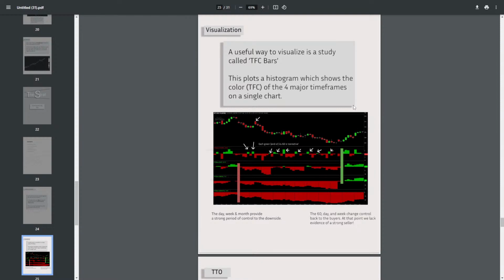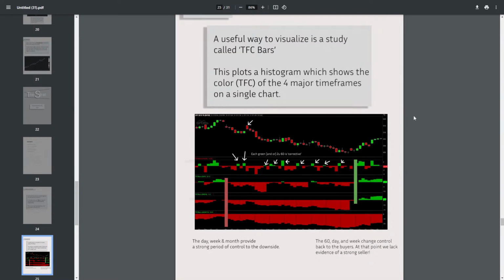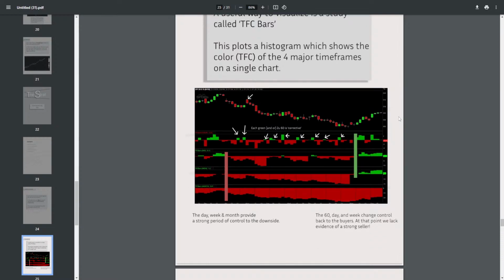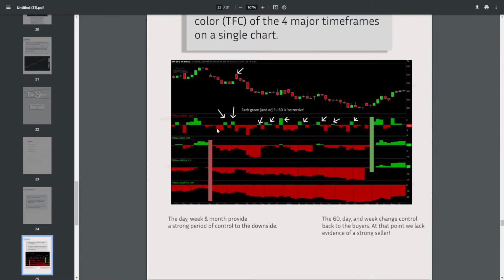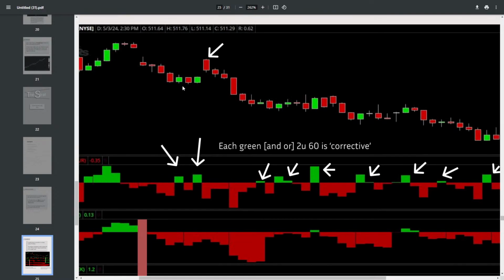So this is a visualization of this, and it's called TFC bars. We've already gone over this a little bit in the continuity section. But what we'll see is they provide the strong period of control, and then you get corrective activity where the 60 is the only group countering the day, the week, and the month. So this is the period of control. It's going down. This is by definition corrective. It's got to be. So what we'll notice is the triangle, or the TTO, is occurring in here.